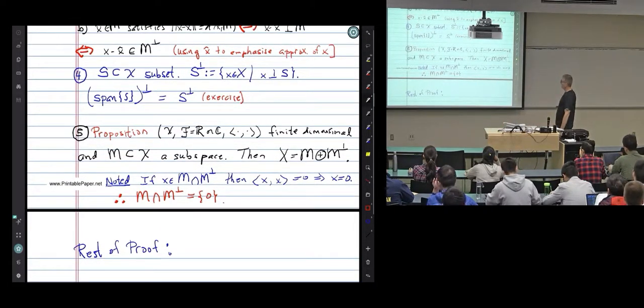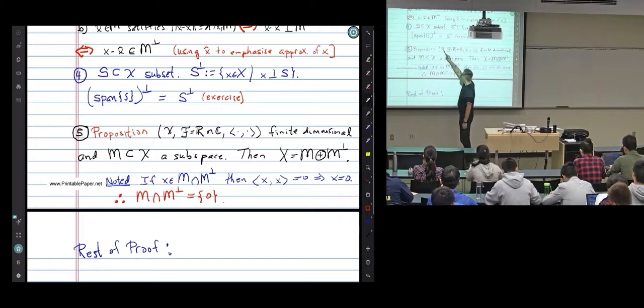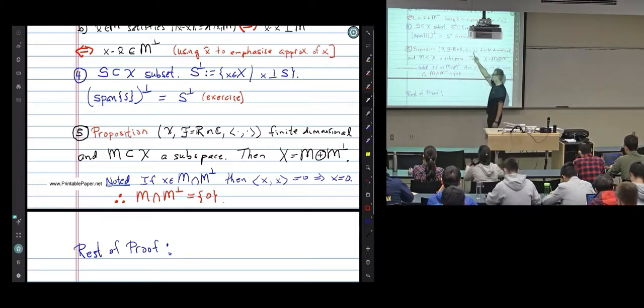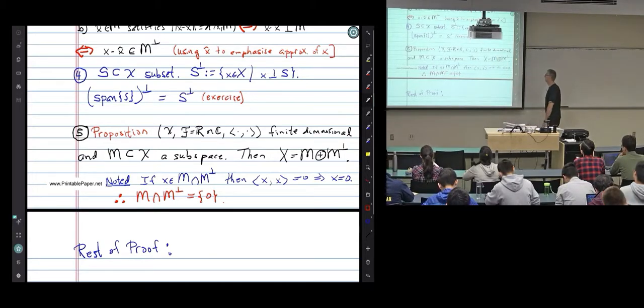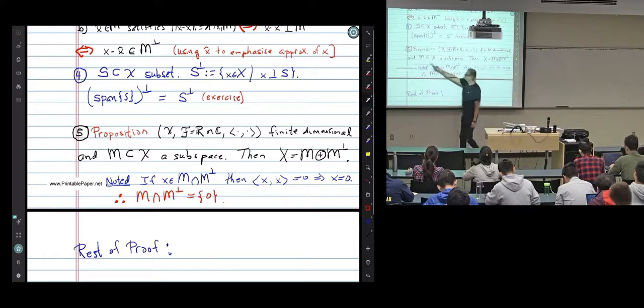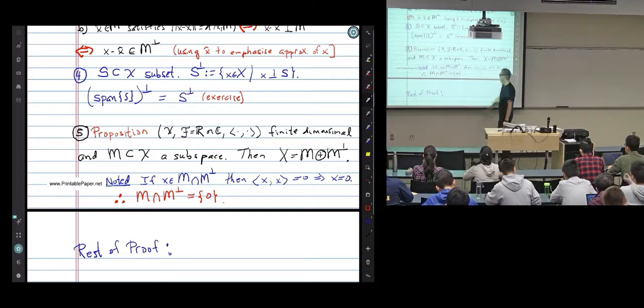We just wrote this down, and this is where we'll start today. So you have a vector space over the reals or the complexes and an inner product defined on it. And the key thing here now is we're saying it's finite dimensional. So we have to see where we use the finite dimensionality. And our set now is not just a subset, it's a subspace. So we have a subspace of X.